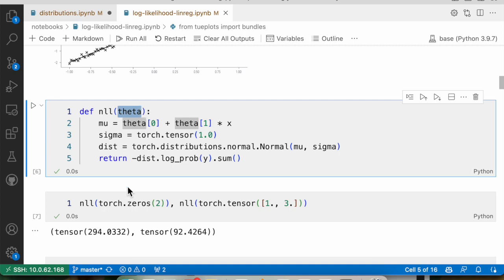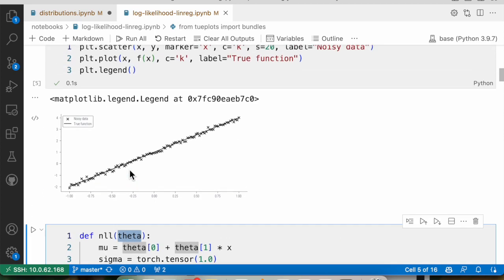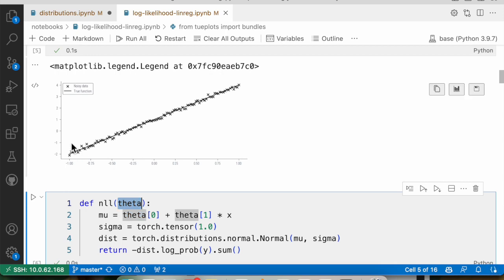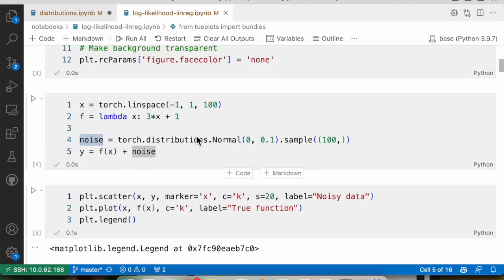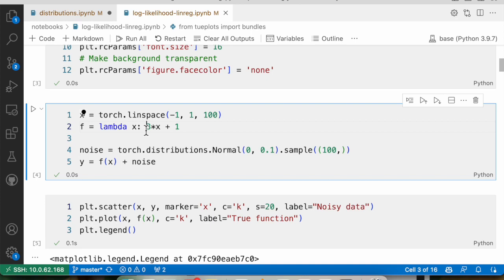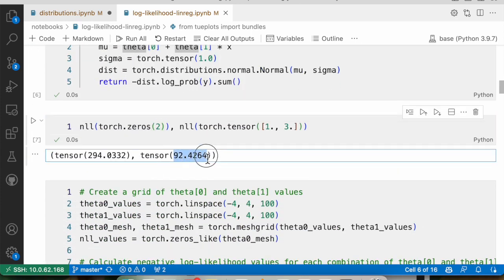Another thing I always recommend is that whenever you write such a function, do some sanity checks. Let's try some different values of theta. If I tried 0 and 0, that would be this line, a poor fit. Instead, if I tried out 1, 3, which is my ground truth parameters, I'd expect a much lower loss if I use the true parameters, 1, 3.